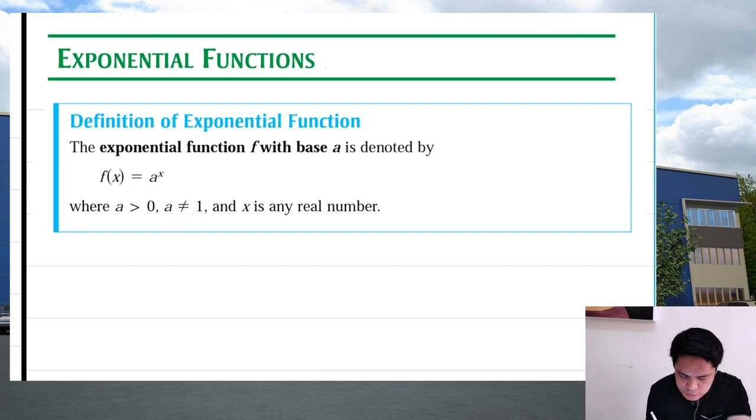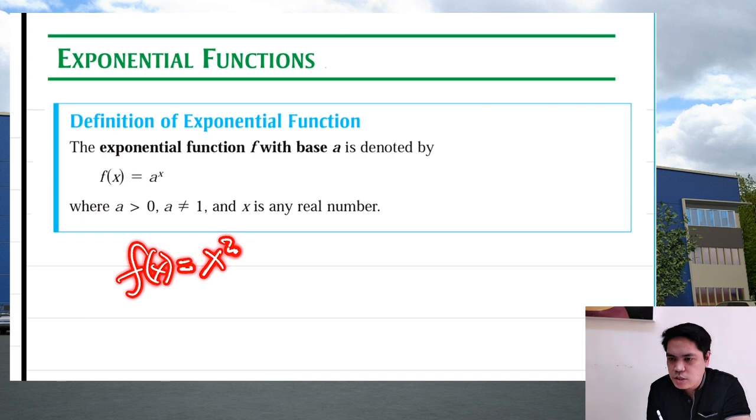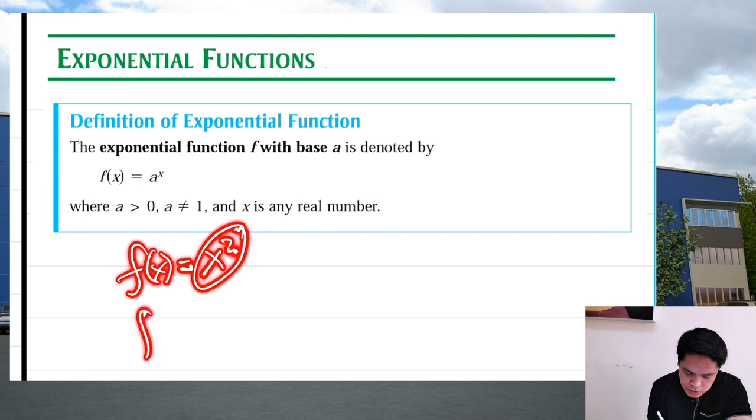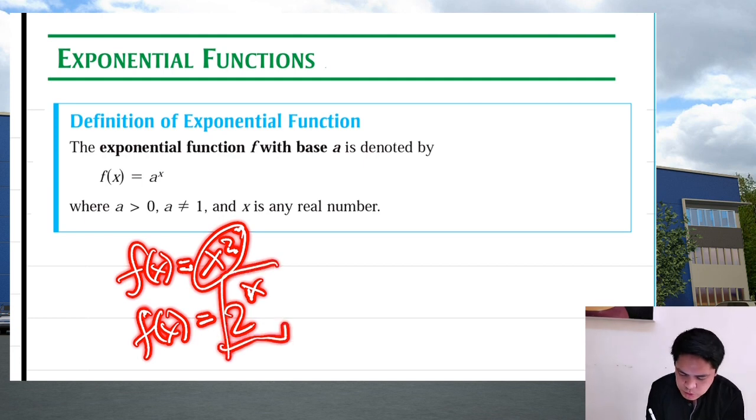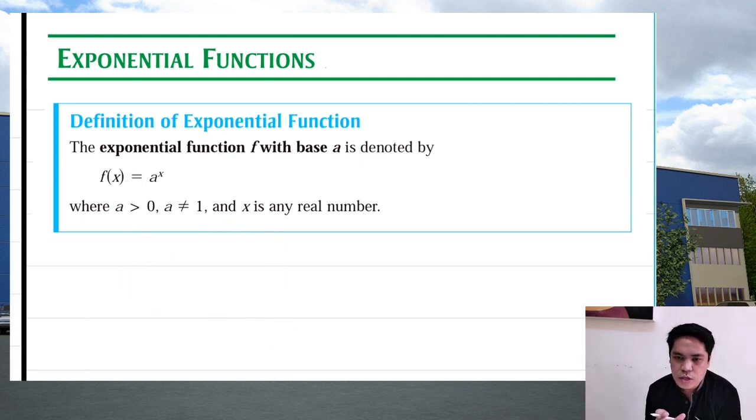Okay, so what is the difference of this exponential function with algebraic functions? For the exponential function, the variable is the exponent, while in algebraic functions, the variable is the base. For example, x squared is an algebraic function, or f of x equal to x squared is an algebraic function. So this involves a polynomial. Meanwhile, f of x equal to 2 raised to x is not an algebraic function. This is now an exponential function. So if the variable is the exponent, then it is an exponential function.